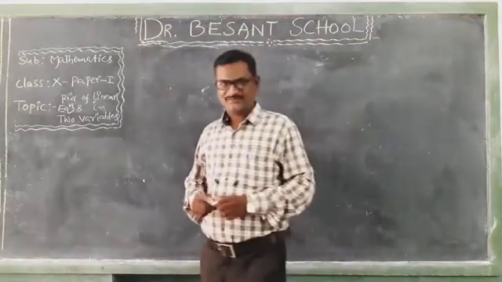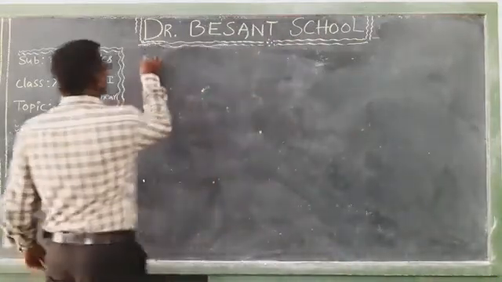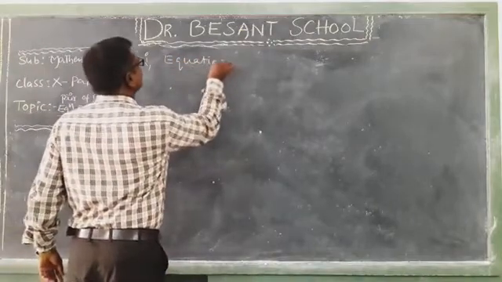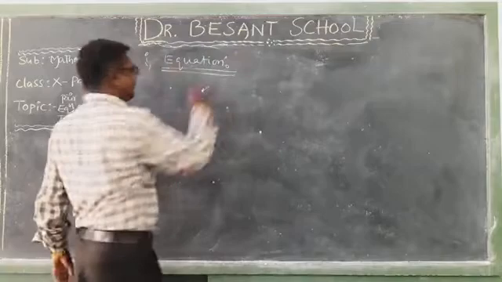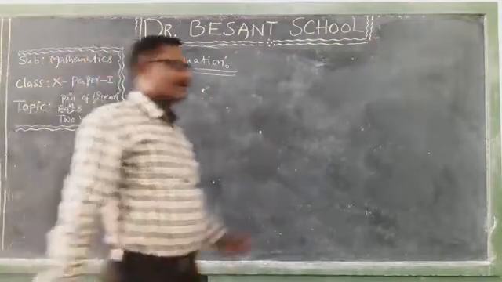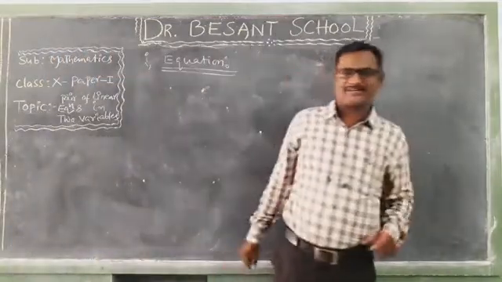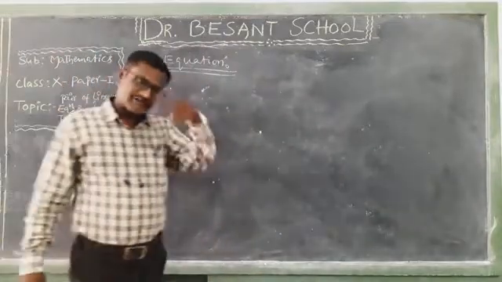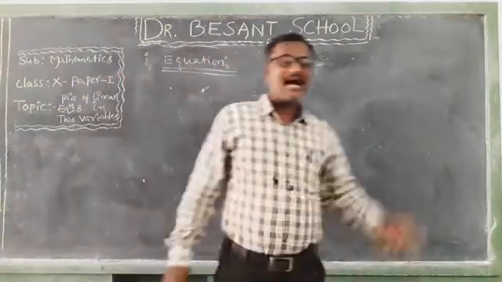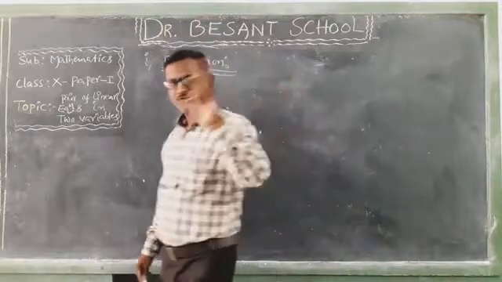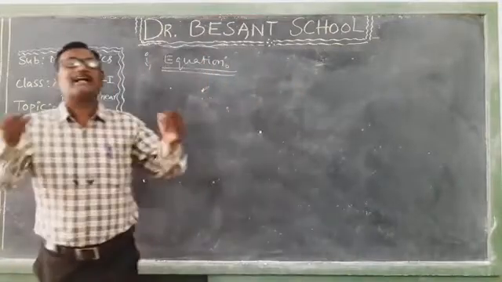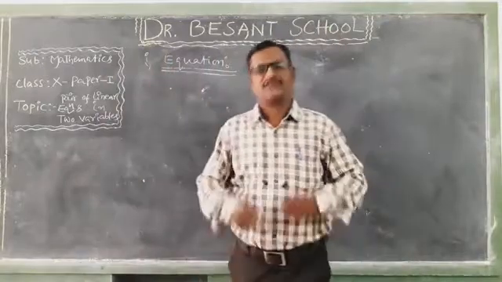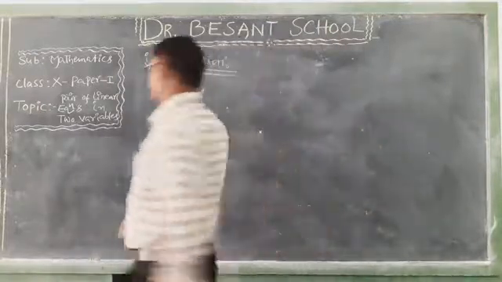See, children, the first one is what is called an equation. An equation is nothing but this: if any two algebraic expressions, or any two numerical expressions, or one algebraic expression and one numerical expression are combined with the symbol of equality, then it is called an equation. Let me write some examples.